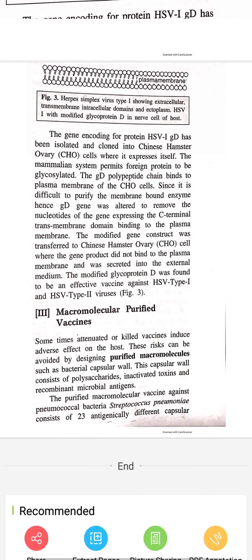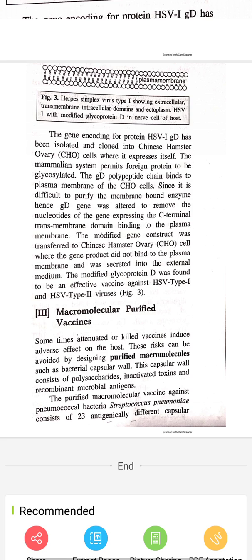Macromolecular purified vaccines. Sometimes attenuated or killed vaccines induce adverse effects on the host. This risk can be avoided by designing purified macromolecules such as bacterial capsular walls. The purified macromolecular vaccine against the pneumococcal bacteria Streptococcus pneumoniae consists of 23 antigenically different capsule polysaccharides. The above bacteria cause pneumonia. The vaccine induces the formation of host protective antibodies and is recommended for all infants. The vaccine against the bacteria Neisseria meningitidis that causes meningitis is composed of purified capsular polysaccharide.